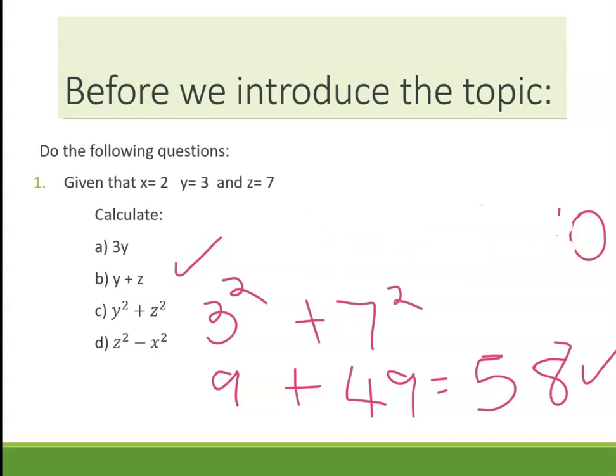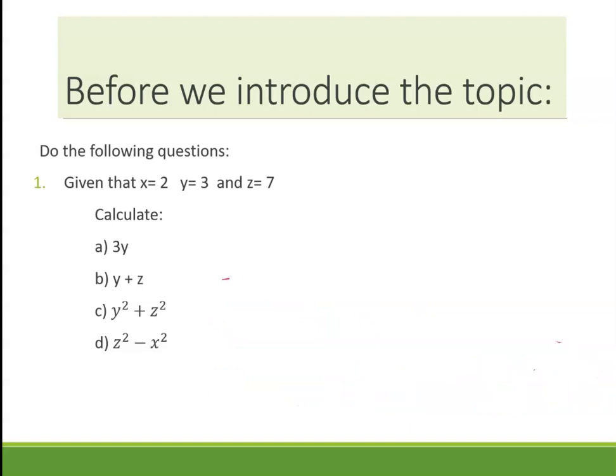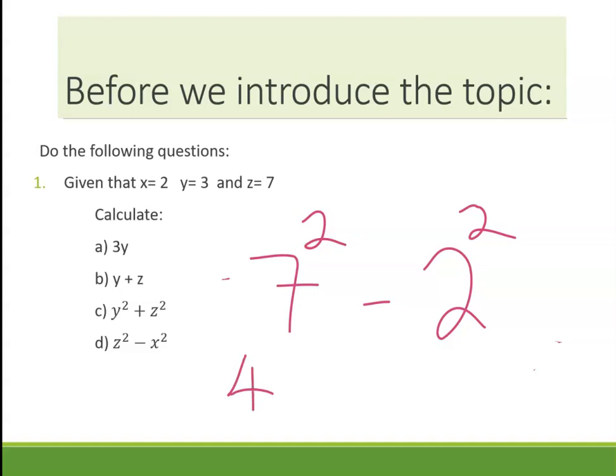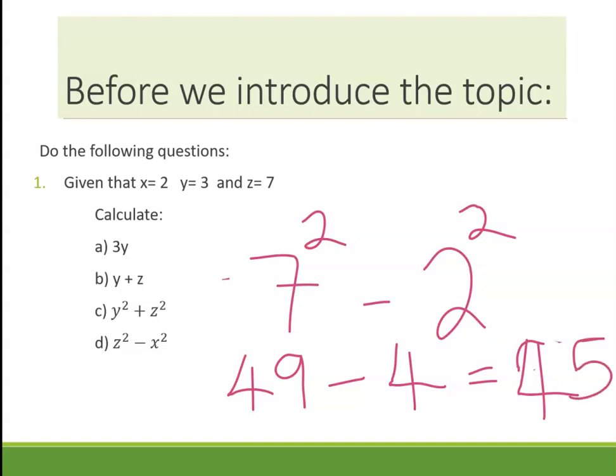And the last one is z squared minus x squared. That's 7 squared minus 2 squared. So you have to square the numbers first, then do the subtraction. So 7 squared is 7 times 7, 49. 2 squared is 2 times 2, 4. So 49 minus 4, that is 45. And you should be warm enough to proceed.